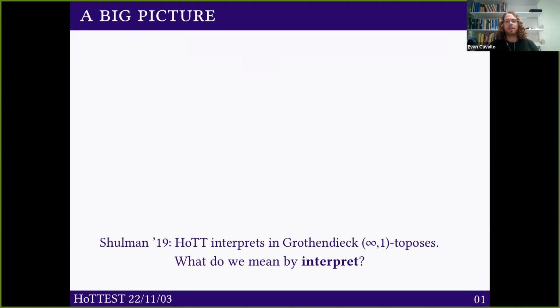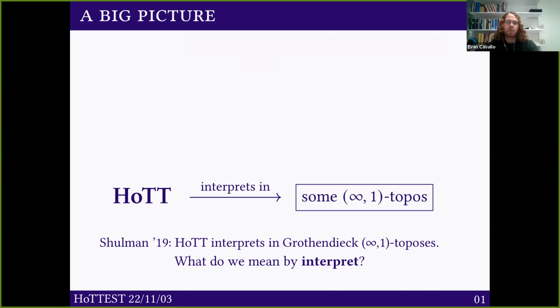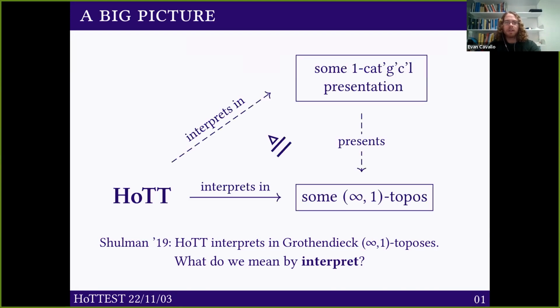It's a bit indirect, actually, what is meant by interpret here, at least what Mike means by interpret. When Mike says HoTT interprets in some infinity topos, what he means by definition is that we have some kind of one categorical presentation of this infinity categorical object. And then in a more fundamental way, HoTT is being interpreted in this one categorical presentation. The content of his paper is showing that every one of these toposes can be interpreted by a certain model category, which has such nice properties that we can interpret HoTT in it.